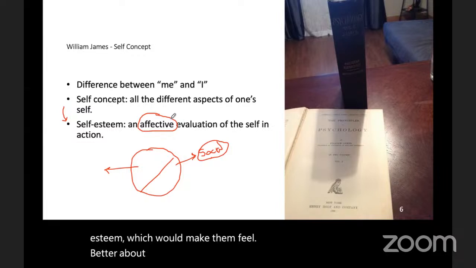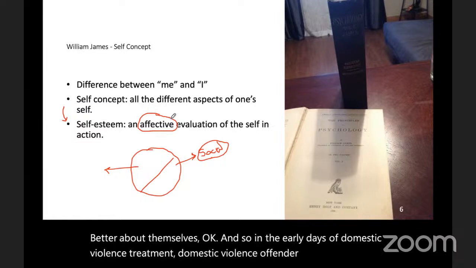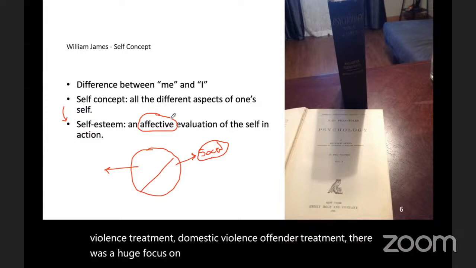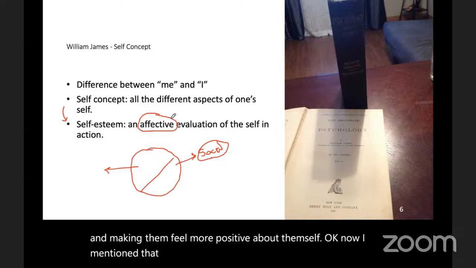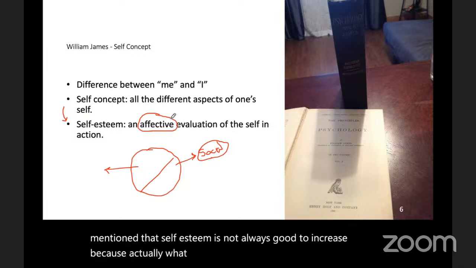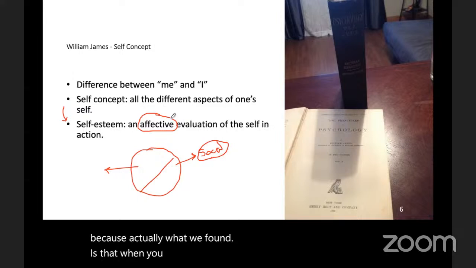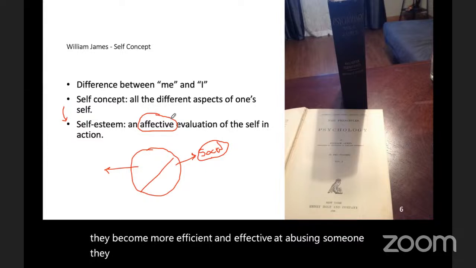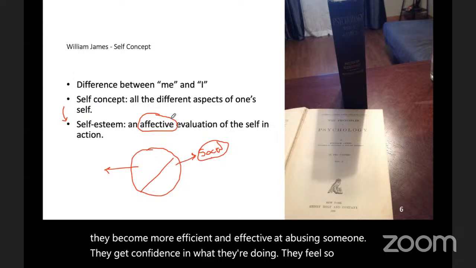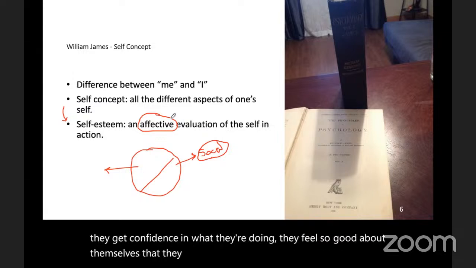Okay. And so in the early days of domestic violence offender treatment, there was a huge focus on increasing the abuser's self-esteem, making them feel more positive about themselves. Now, I mentioned that self-esteem is not always good to increase, because what we found is that when you increase the self-esteem of a domestic abuser, they become more efficient and effective at abusing someone. They get confidence in what they're doing. They feel so good about themselves that they justify their abusive behaviors and they actually become worse, not better.